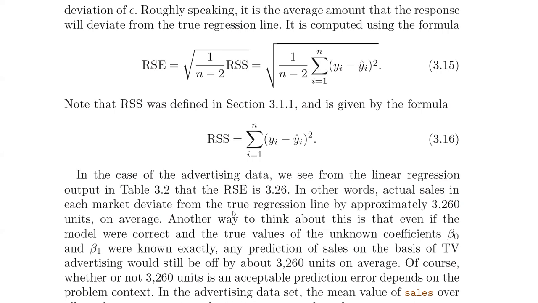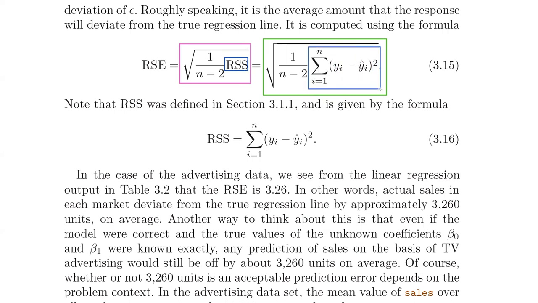So this is what we read on the previous page. And what we're doing in the green is simply writing the definition of RSS, which is that over there. Note that RSS was defined in section 3.1.1 and is given by what I've highlighted in blue. In the case of the advertising data, we see from the linear regression output in table 3.2 that the RSE is 3.26.